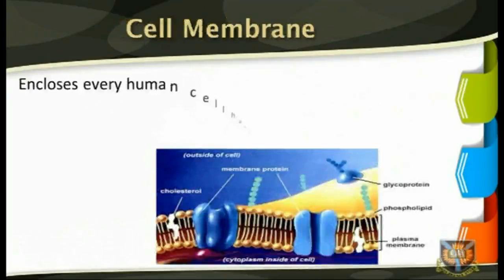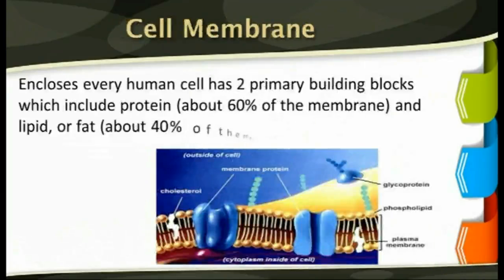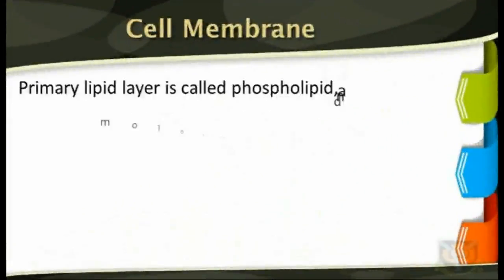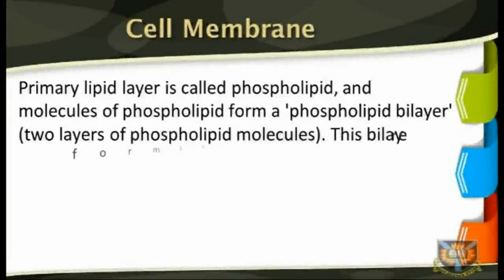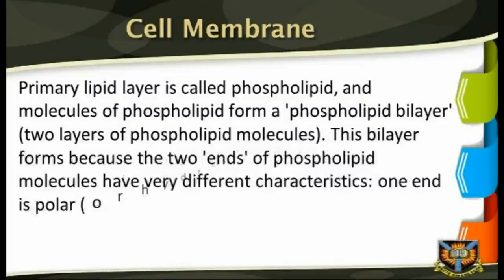Cell membrane. The cell or plasma membrane encloses every human cell. In terms of structural layout, the cell membrane has 2 primary building blocks. These include protein, about 60% of the membrane, and lipid or fat, about 40% of the membrane. The primary lipid layer is called phospholipid, and the molecules of phospholipid form a phospholipid bilayer: 2 layers of phospholipid molecules.